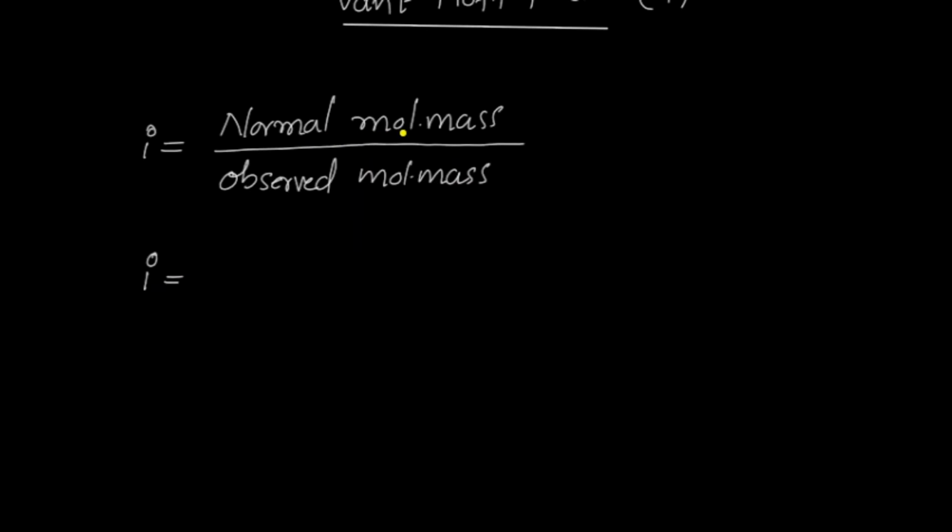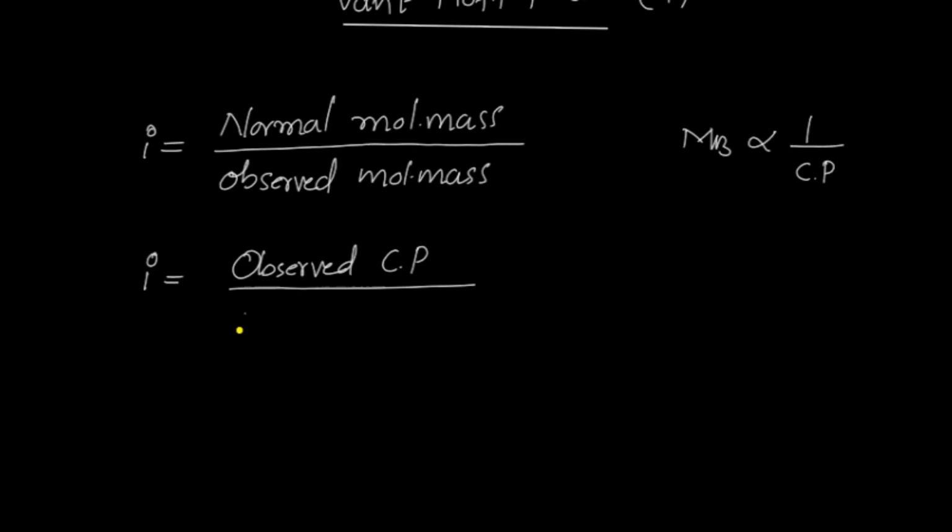colligative property, since the molecular mass can be calculated from it. The molecular mass M_B of the solute is inversely proportional to the colligative property. Therefore these two terms get interchanged, and we write i as the observed colligative property divided by the normal colligative property. It is reversed because molecular mass is inversely proportional to the colligative property.